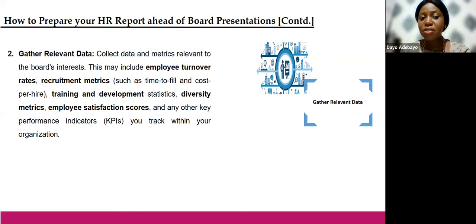Diversity metrics: what's the diversity rate in the company? These are things we also need to look at because they are very important to the board as well. Employee satisfaction score: are our staff engaged with their jobs? Are we actually equipping them the right way? And any other key metrics that you can lay your hands on. All this needs to be properly put together, analyzed, and put forward to them.